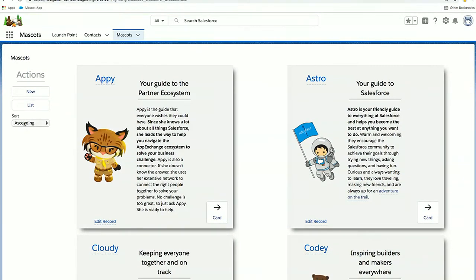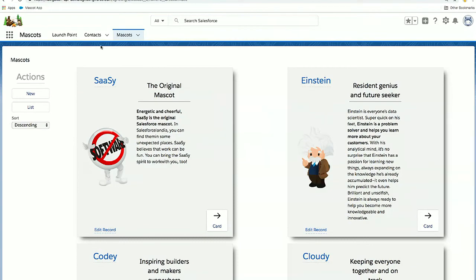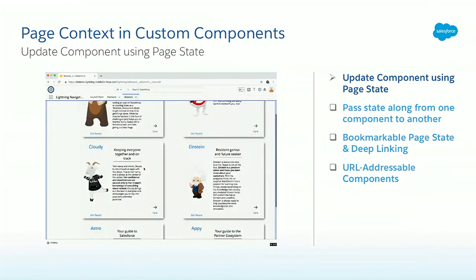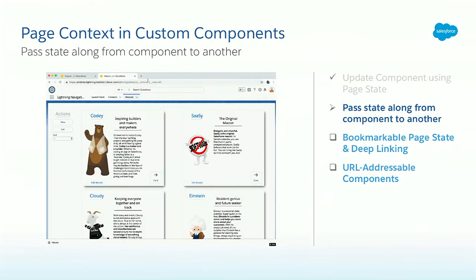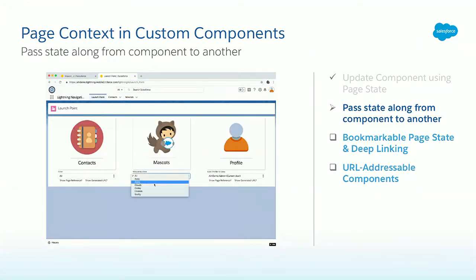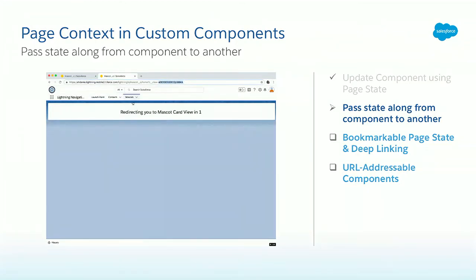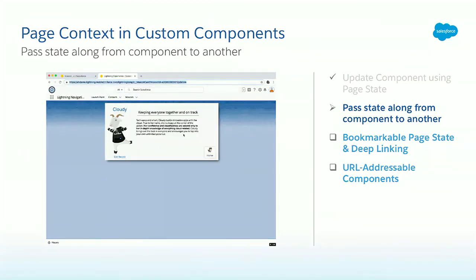And what you'll notice is that when I do ascending, it updates the query parameter up here to direction ascending. And if I do descending, of course it does descending. And what this allows you to do is link back to it in other places in your app, or in maybe a bookmarkable link and that sort of thing. You can also use this to pass page state along from one component to the next.